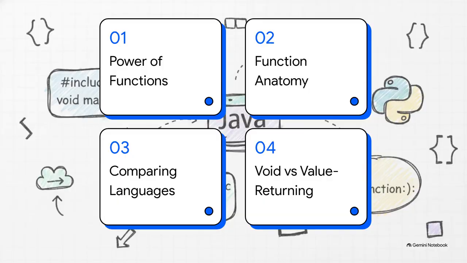Here is our roadmap for today. We're going to cover the power of functions, the anatomy of a function, compare how they look in C++, Java, and Python, and wrap up with void versus value returning functions.